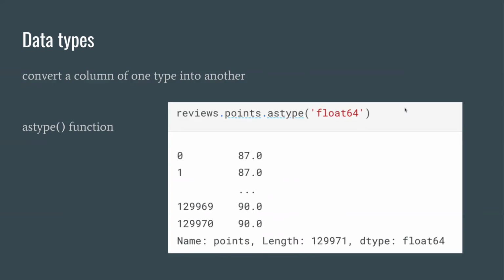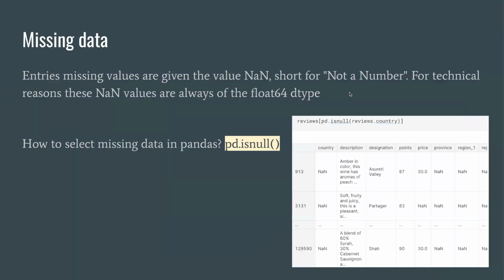When you work with pandas, you would often have a need to convert a column of one type into another. When that need arises, you want to use this method called astype. So if you look at this example, this allows us to convert points into float64.